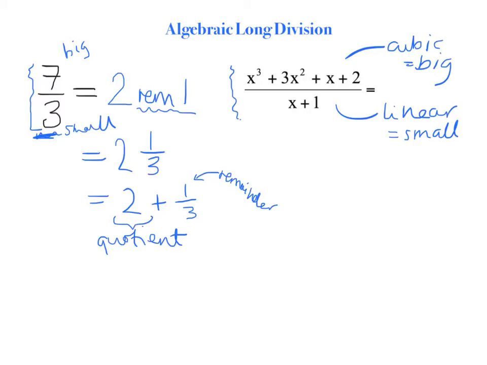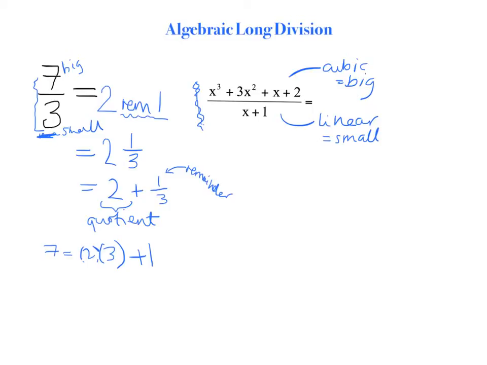So if we multiplied everything by 3, then we get 7 on this side, and that would be equal to 2 times 3 plus 1. And we know that's right as well, because that's 6 plus 1. Let's see if we can do something comparable here with this.